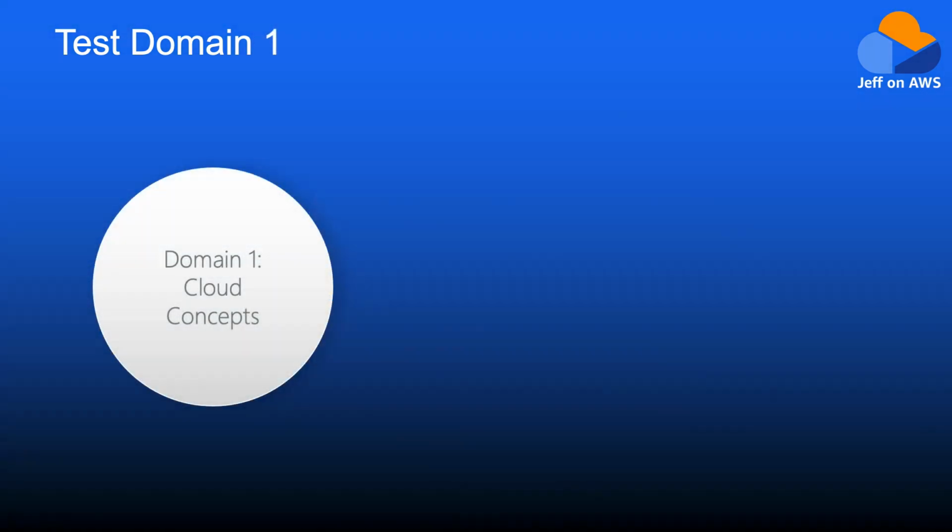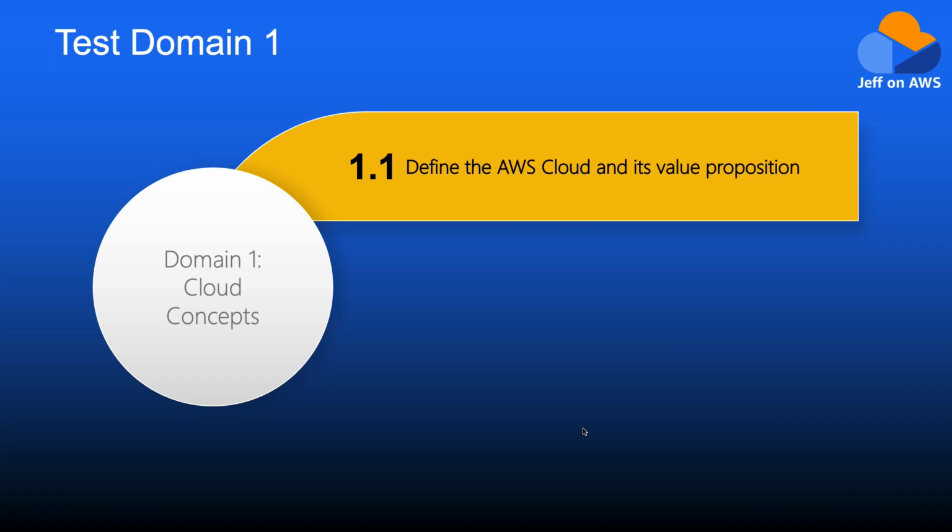Now let's talk about the individual domains, and this isn't based on the weight that AWS gives these domains. These are going to be reviewed in the order they are in the exam guide. So the first domain is cloud concepts, and here you're working on defining the AWS cloud and its value proposition.